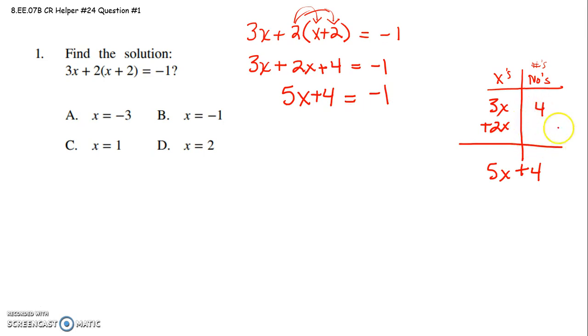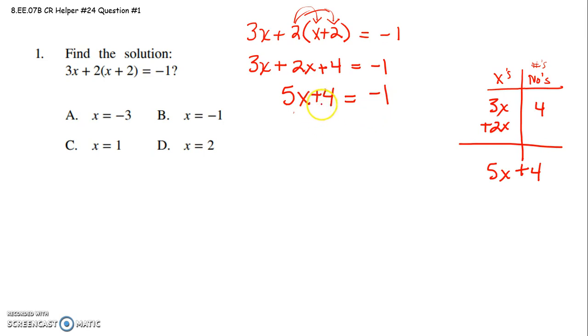You cannot try to combine the 4 and the -1 when you're combining like terms because they're on opposite sides of that equal sign. You have to get them all moved over to one side before you can combine them. So now it's just a two-step equation. What's the first thing I do? I look on the side that involves the variable, and I first move all constants to the right.